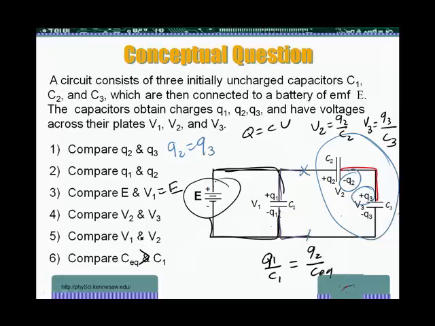Okay, actually I skipped one, it seems. V1, of course, is larger than V2 because V1 is equal to V2 plus V3. V1 is from here to here, V2 is from here to here, V3 is from here to here. So V2 plus V3 is equal to V1.